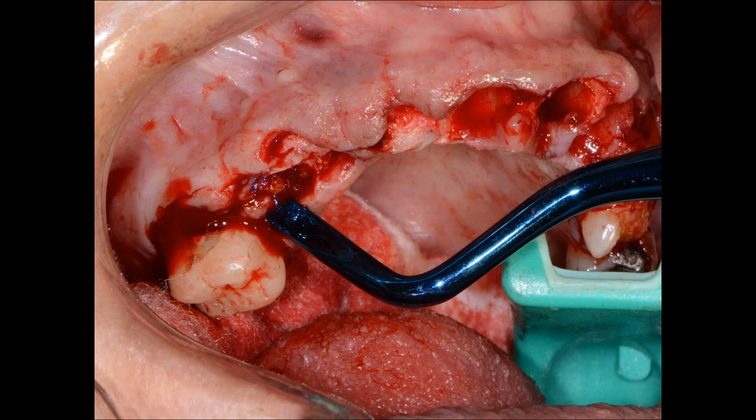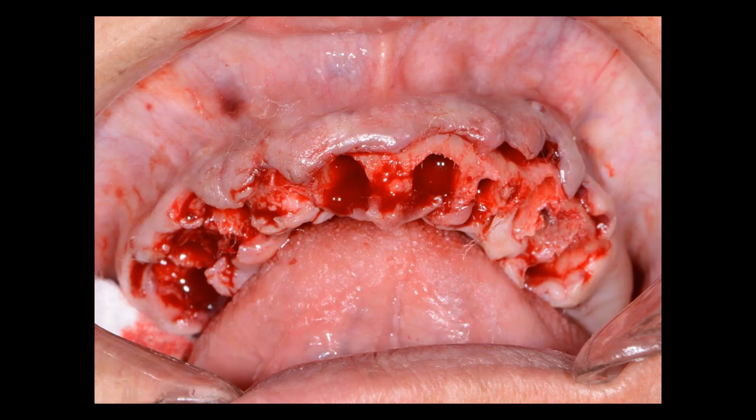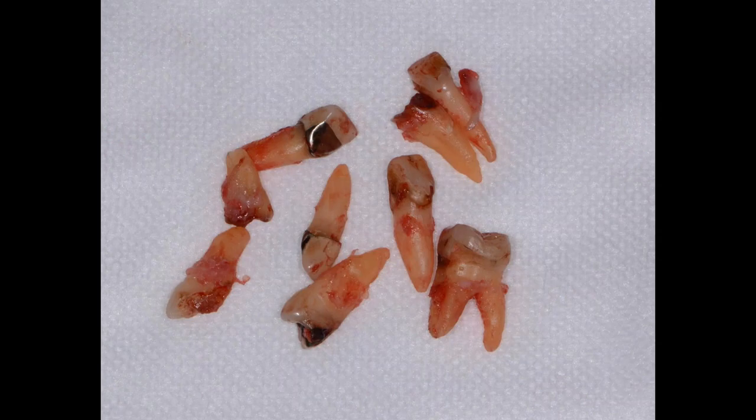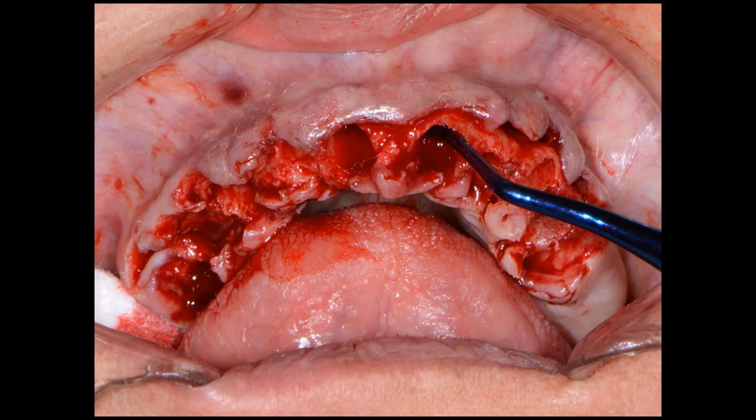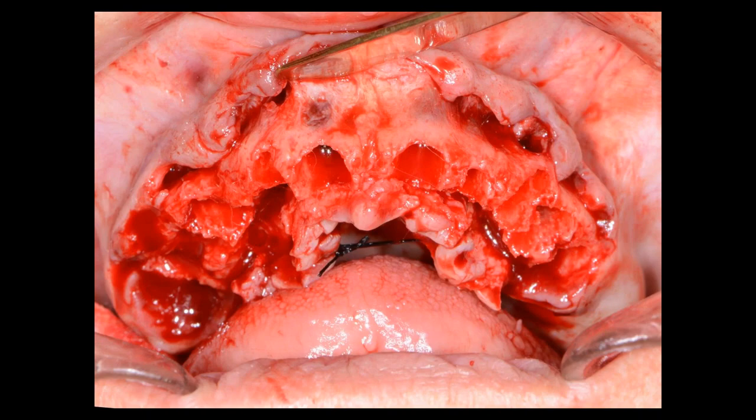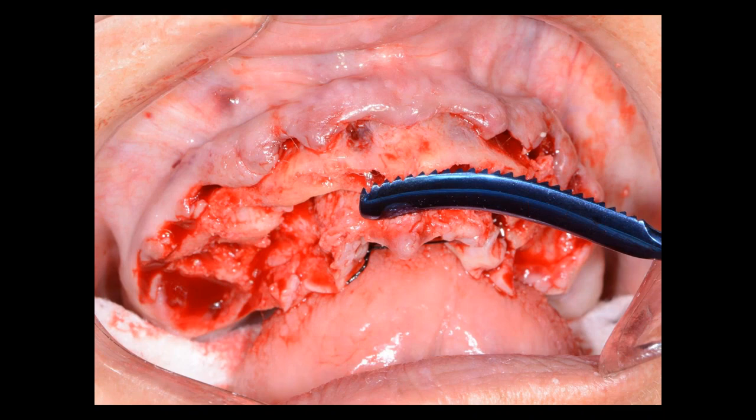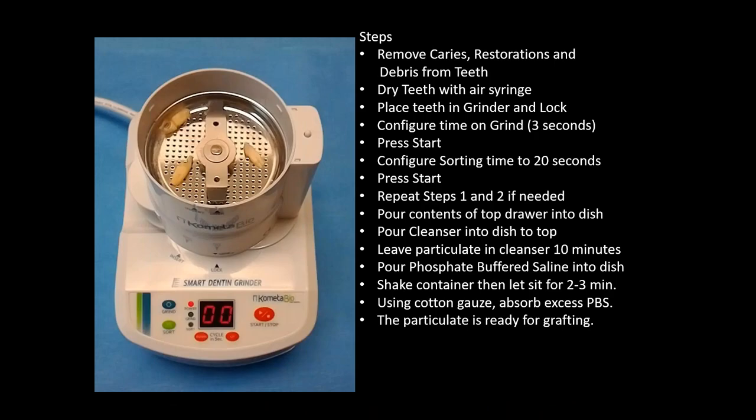Here you can see we're taking a root tip out. Once we've extracted everything, I'll in fact reflect a full flap and smooth down the sharp tines of bone after I've curetted all the sockets. So here you can see we're smoothing down the bone. And then in this particular case, we said, why don't we use the teeth with the dentin grinder? This is also available from GoldenDent.